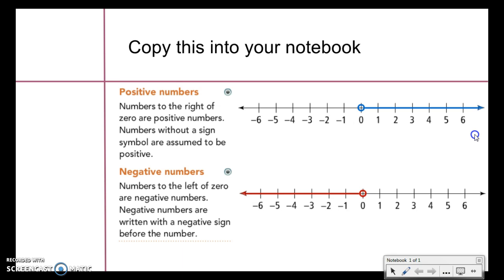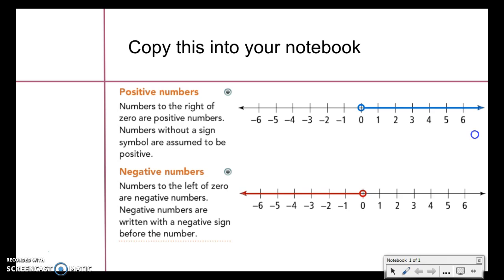Alright, so the next thing you're going to copy down are these two definitions between positive numbers and negative numbers. Yes, I know you know what a positive number is, but you need to know what it is in math words as well. So positive numbers to the right of the 0 are positive numbers. So you can see on that number line beside the definition, the numbers that are blue are positive. Numbers without a sign are assumed to be positive. Okay? So you want to copy down the definition along with the number line.